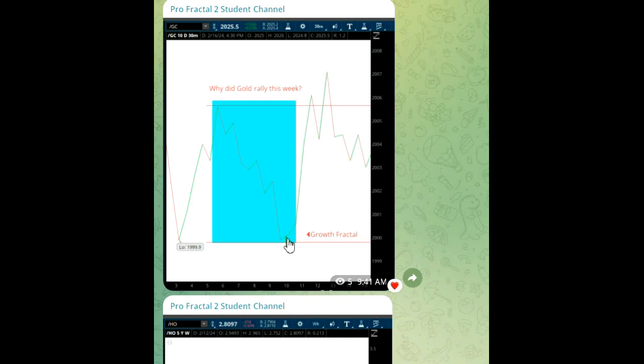If it begins to rally, you can enter. You put your stop there. That's what happened to gold. Again, a typical growth fractal. Now, you can find the fractals on any market.